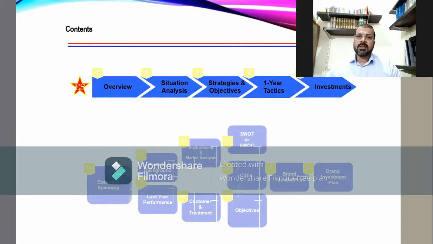So what they do is they just review the summary. The summary has everything of it, and they summarize all the things in 3-4 slides. So executive summary is the first or initial part of the brand plan.